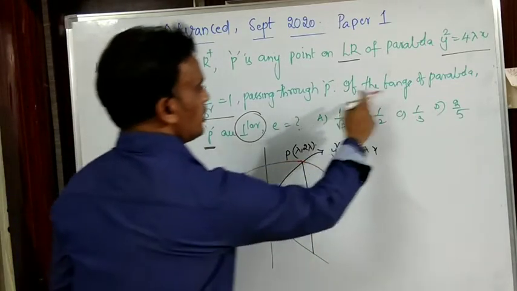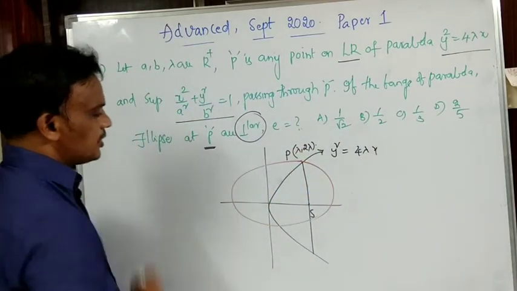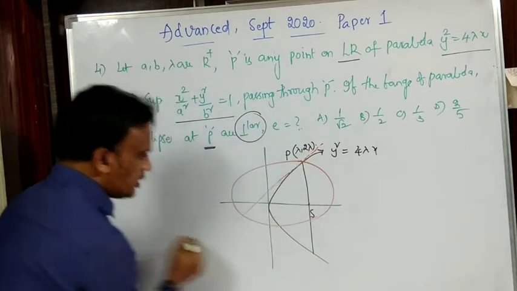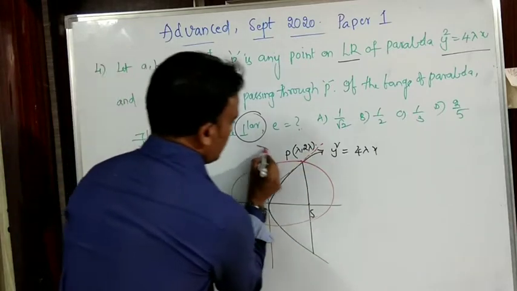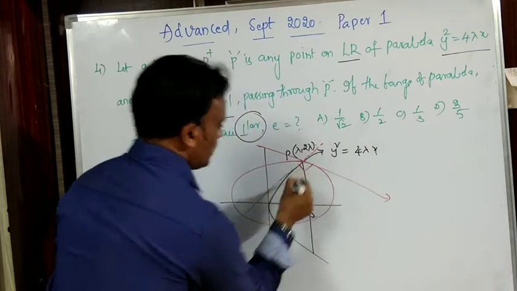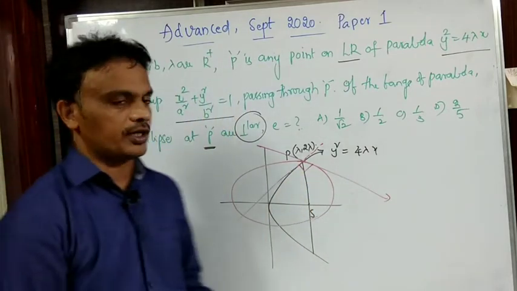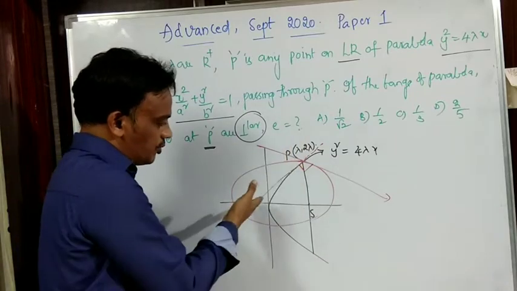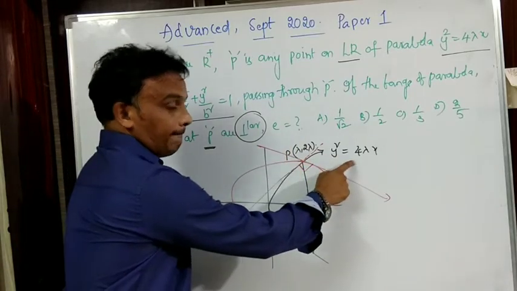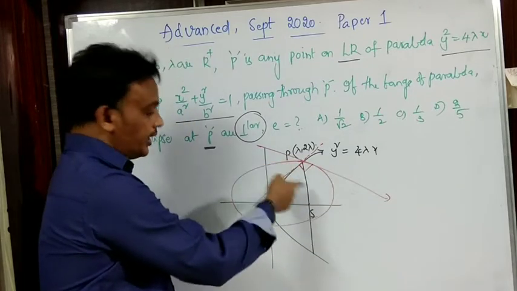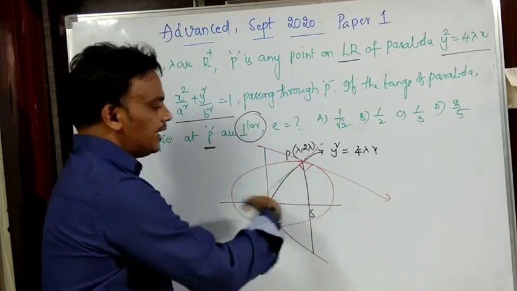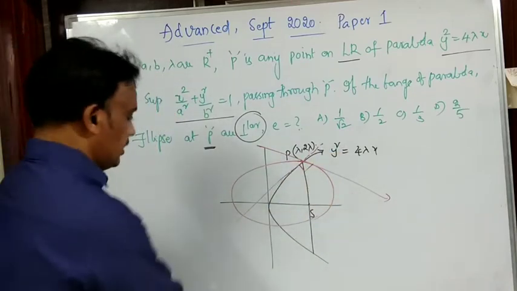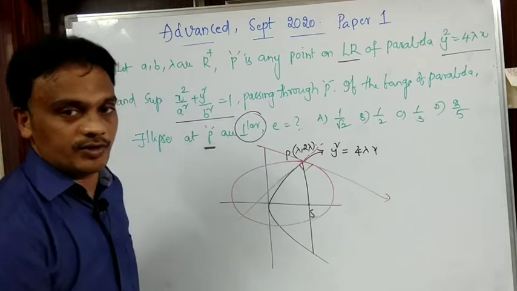One more condition: the tangents of the parabola and ellipse are perpendicular. This is one tangent to the parabola, this is another tangent to the ellipse, and these two are perpendicular. Very simple: if two lines are perpendicular, then the product of the slopes is -1. So I am going to find the product of the slope of the tangent to the parabola at point P and the slope of the tangent to the ellipse at point P. The product of the slopes should be -1. Of course, we know that, one of the applications of derivatives, the tangent concept.